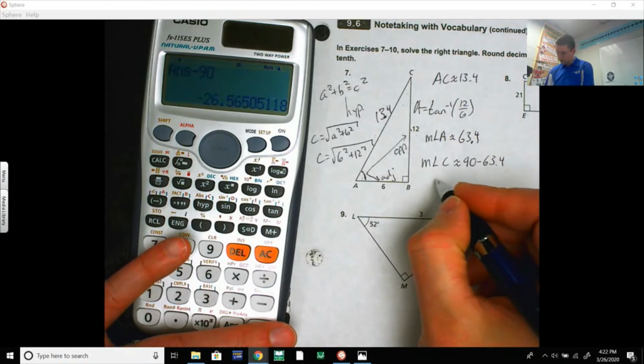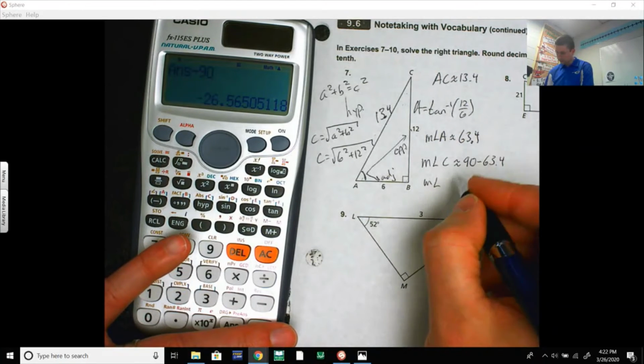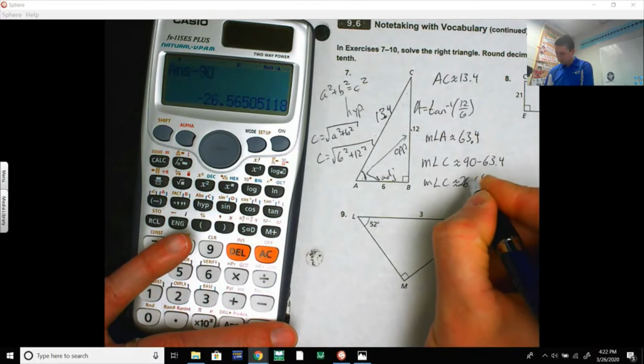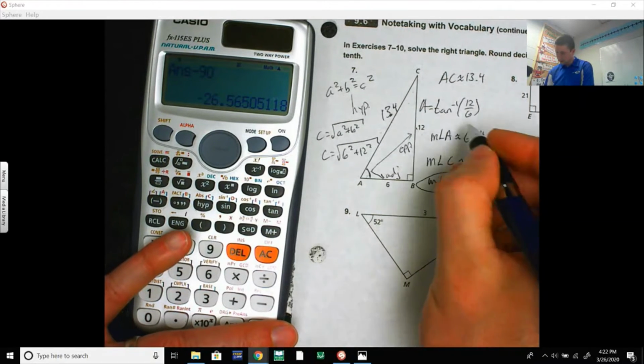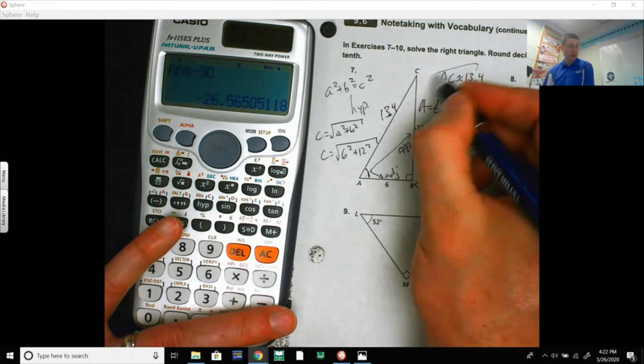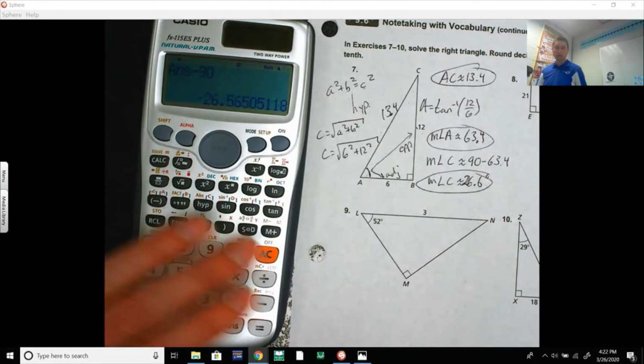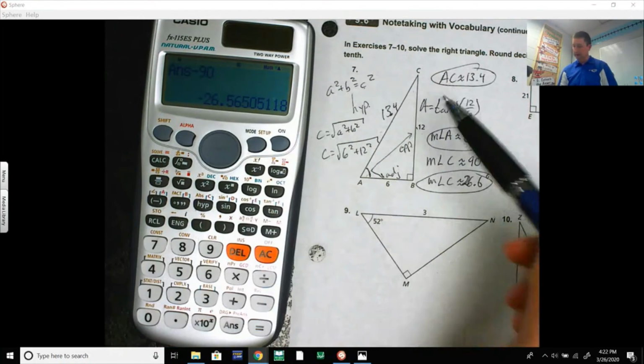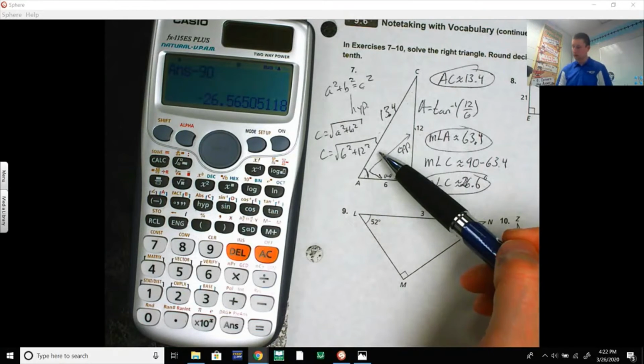That's going to be about 26.6 degrees. Okay, 26.6. So that piece of information, that is what you need. Okay, that would be solving the triangle. You found the missing side, and you found the measures of the two acute angles.